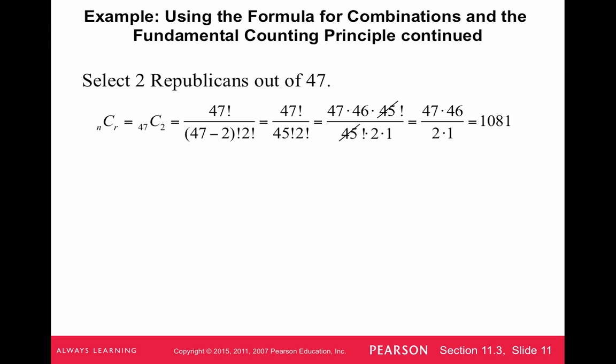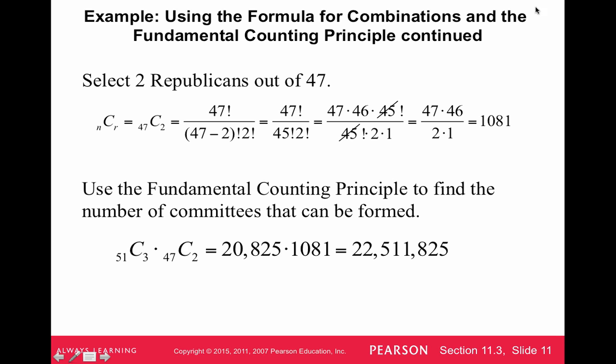Those are different ways of selecting the Republicans, or different ways of selecting the Democrats. We have different options at each stage for selecting Republicans and Democrats, so we multiply those numbers using the fundamental counting principle to get the total number of ways of selecting this committee, 22,511,825. So this final problem is the most complicated one. It uses a mixture of combinations and fundamental counting principle, but it's a good one to look at.